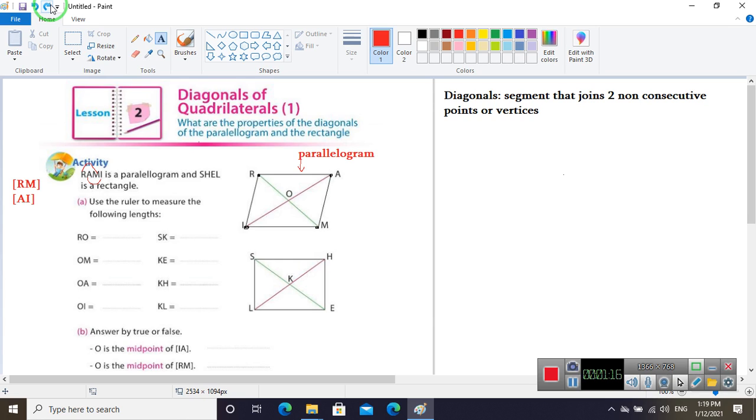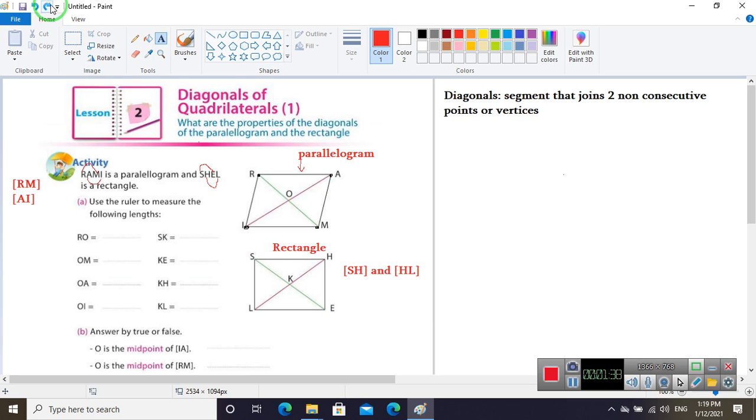RAMI. Also, the diagonals of SHEL: we make the small arrow from the first letter to the third letter, and the second letter to the last letter, HL. So also SE and HL. And don't forget, it's a rectangle. Okay? Let's solve exercise 1.